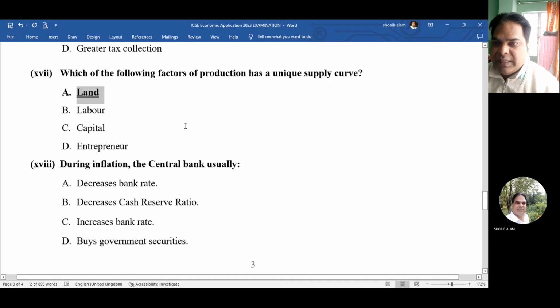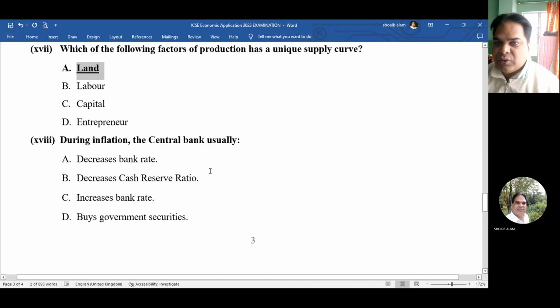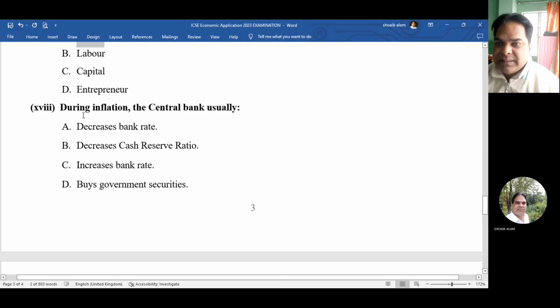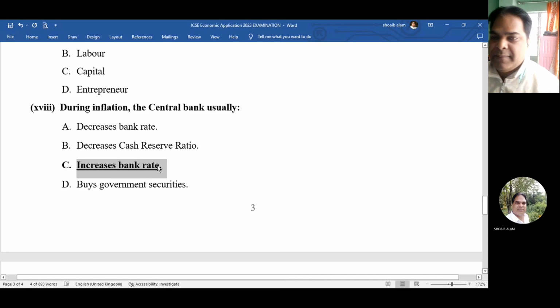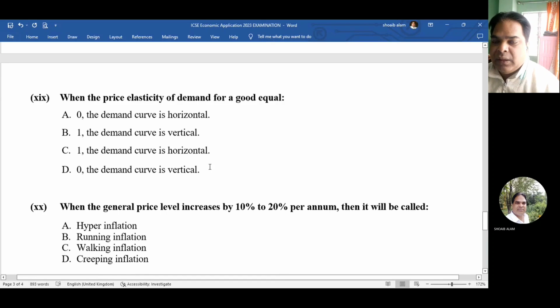Now, during inflation, the central bank usually decreases bank rate, decreases cash reserve ratio, increases bank rate, buys government securities. So during inflation, central bank usually increases bank rate. Okay, increases bank rate.